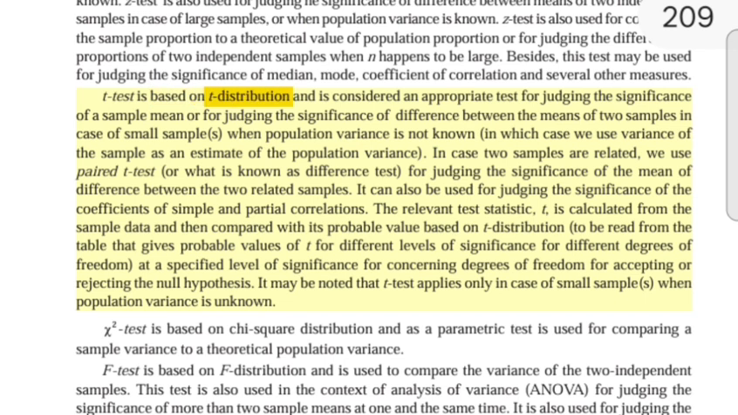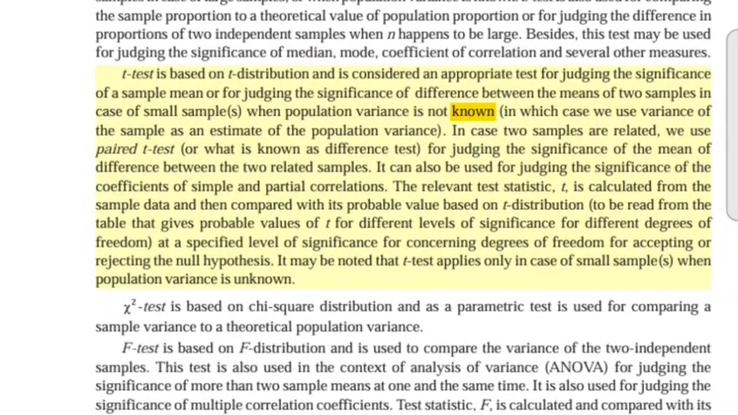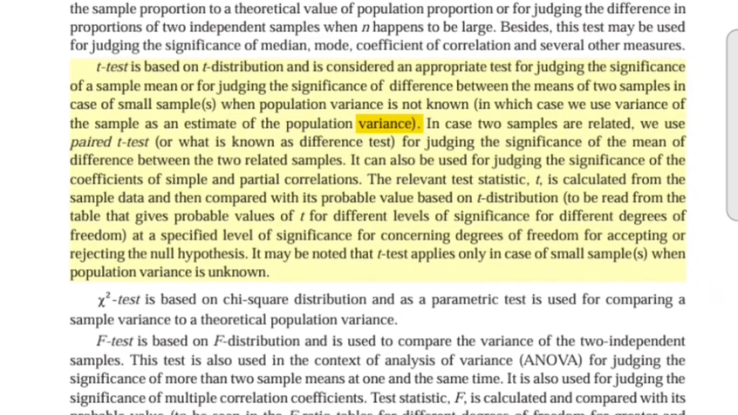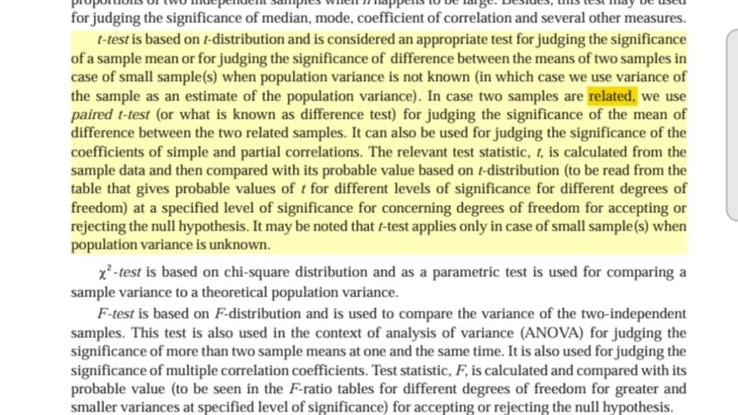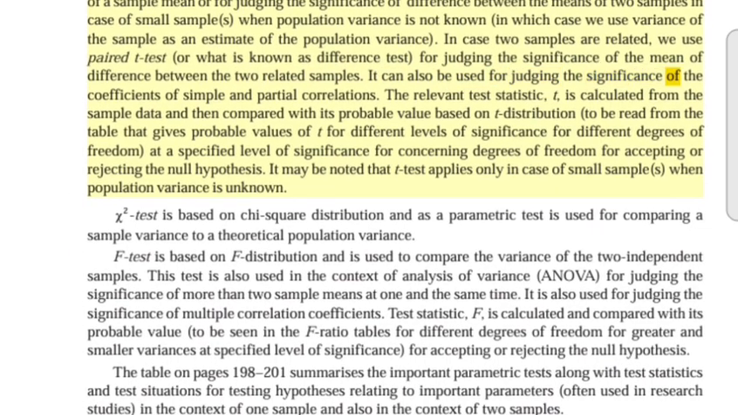T-test is based on t-distribution and is considered an appropriate test for judging the significance of a sample mean or for judging the significance of difference between the means of two samples in case of small samples when population variance is not known, in which case we use variance of the sample as an estimate of the population variance. In case two samples are related, we use paired t-test, or what is known as difference test, for judging the significance of the mean of difference between the two related samples.